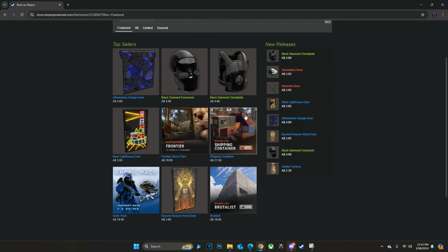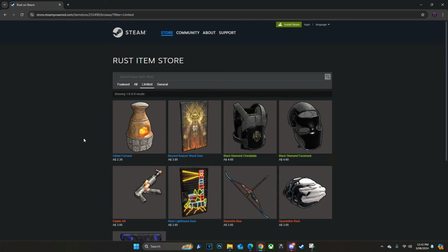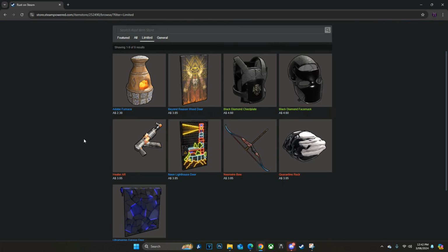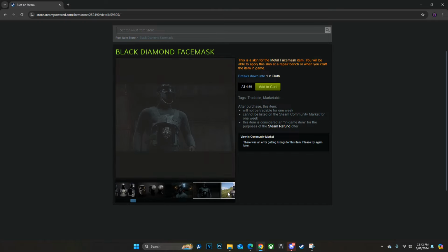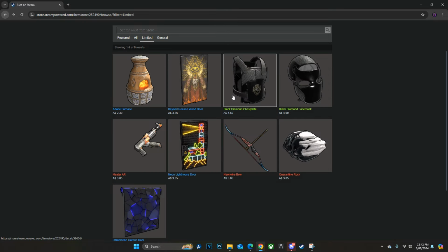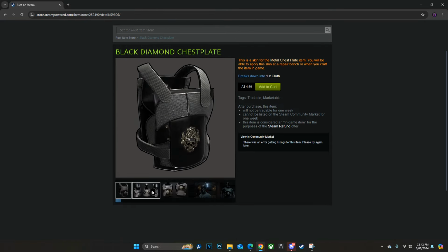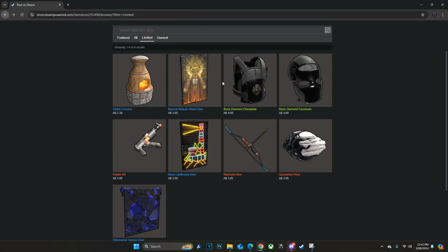Essentially, these are the top sellers, and I'm not going to recommend investing in anything off of the limited store simply because everything is too expensive. I do think the Black Diamond set is going to be a nice looking set in game, but I don't think it's going to perform well because it's so expensive, $4.60 each skin. Unfortunately, I'm busy, so that's why this video is going to be so quick.